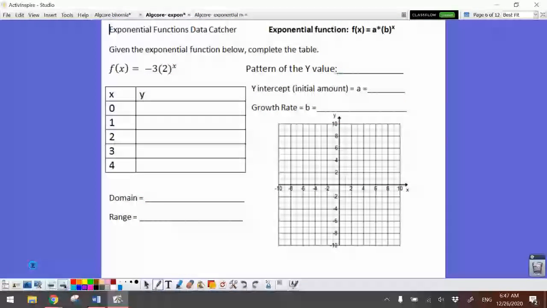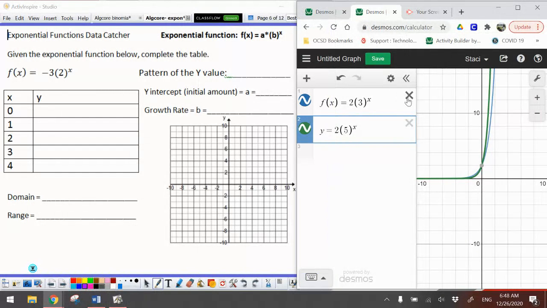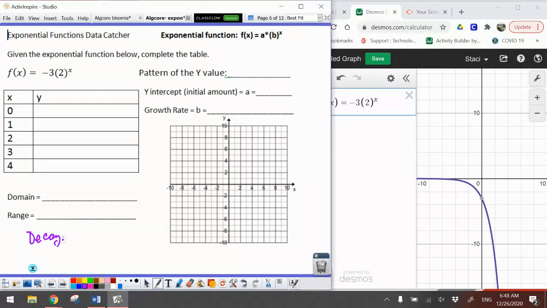Okay, so let's put this all together then. So we're going to make use of our Desmos graphing calculator, and we're going to get some numbers here. So I'm going to pull up my Desmos graphing calculator, and I'm going to clear those out, and I want to put in f of x equals -3 times 2 to the power of x. Okay, so I see that's a decay. I'm going to go ahead and just make myself a note that that's a decay.